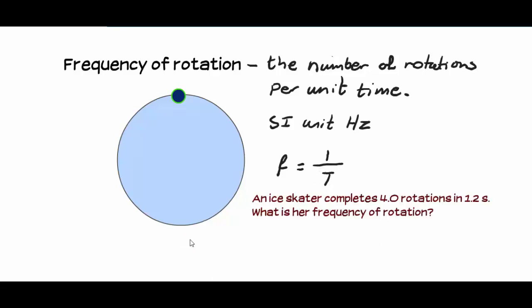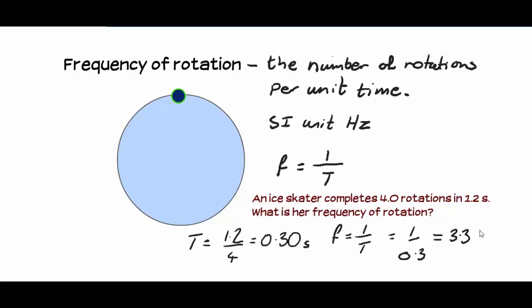If we do an example, an ice skater completes 4 rotations in 1.2 seconds. What is her frequency of rotation? Well, the period is going to be a quarter of that time, which is 0.3 seconds, and therefore the frequency is 1 over the period, so that's 1 over 0.3, which comes out as being 3.3 hertz.